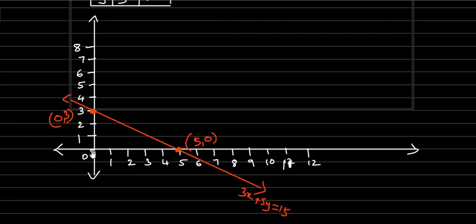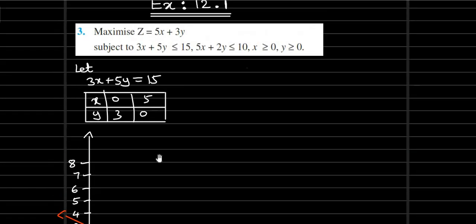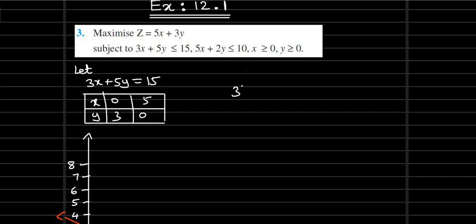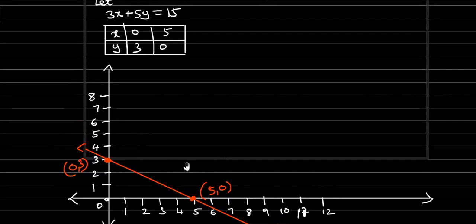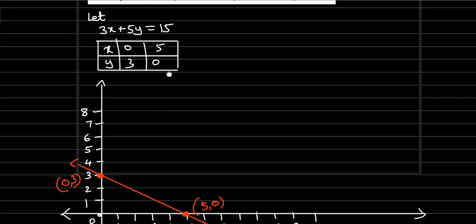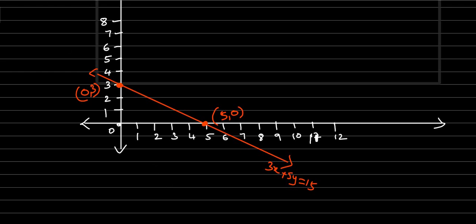But anyway, let's confirm. Take any point from this particular portion. Shall we take 0 comma 0? Just substitute it over there. Then what we will get is 0. Is 0 less than or equal to 15? Yes, which is true. So you take any point in this particular portion, this side, it will satisfy the inequality. That means the solution space for the first inequality is this side.